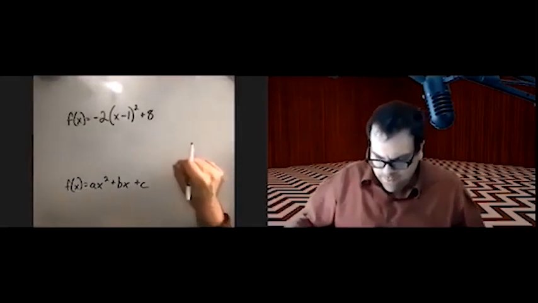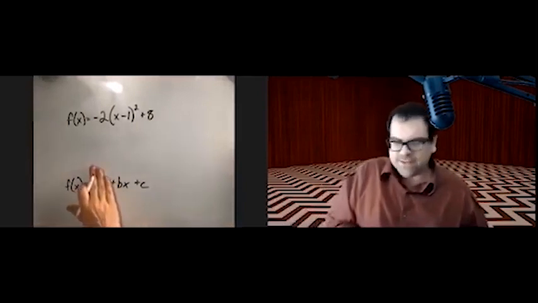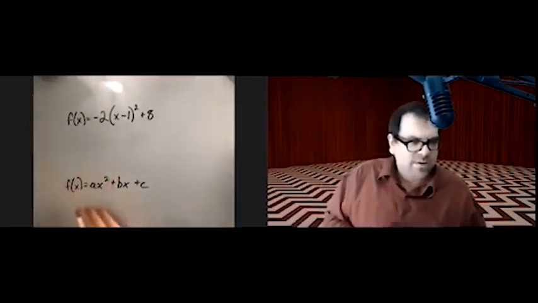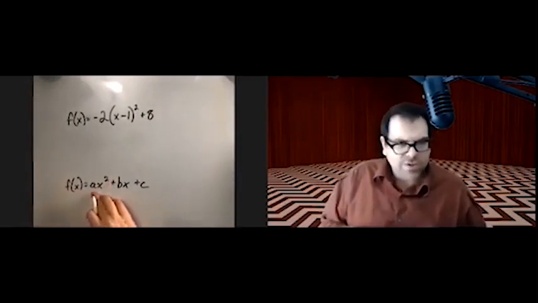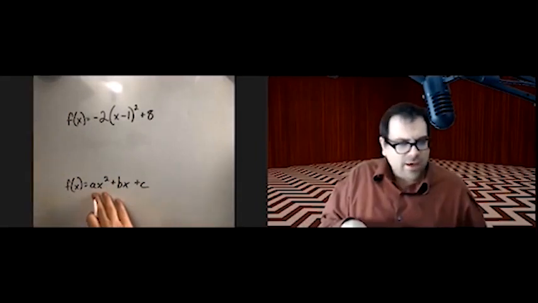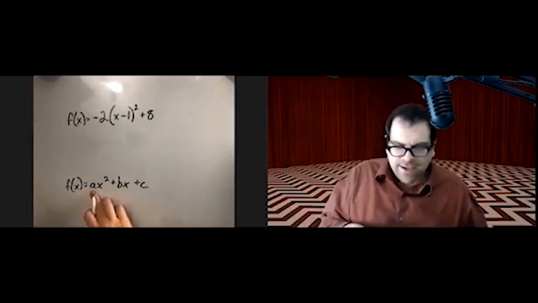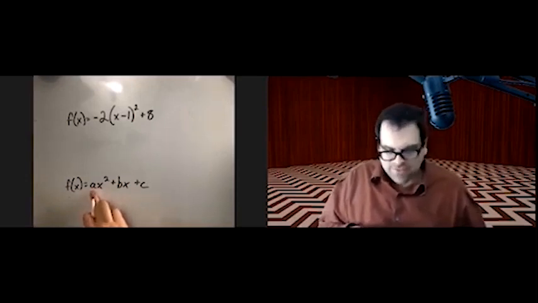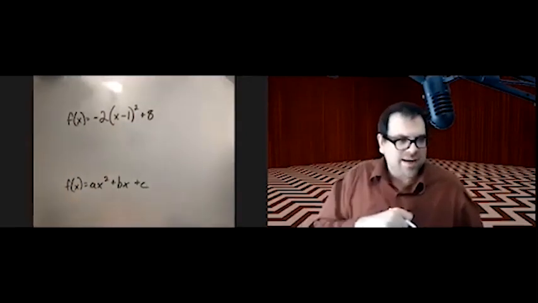Now, a can't be 0. If it is, then the x squared goes away and it's linear. It's not quadratic anymore. But a can be positive, just means this will open up. A can be negative, just means it opens down. The a is always the same as in vertex form. So we can expect our a to end up being negative 2.